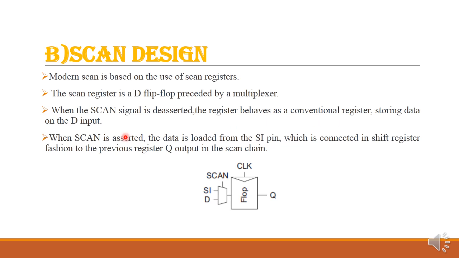When the scan is asserted, that means when the scan value is equal to 1, the data is loaded from the SI pin, which is connected in shift register fashion to the previous register Q output in the scan chain. So this can be easily understood.